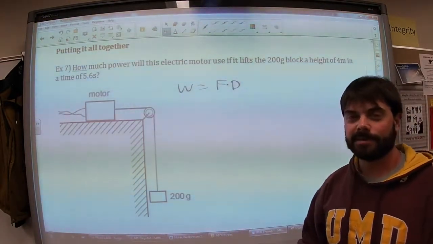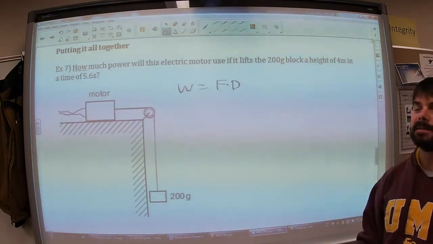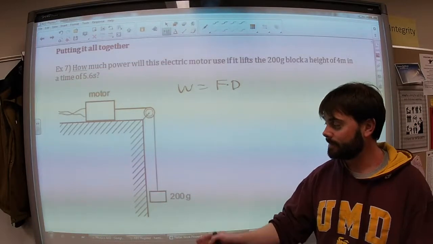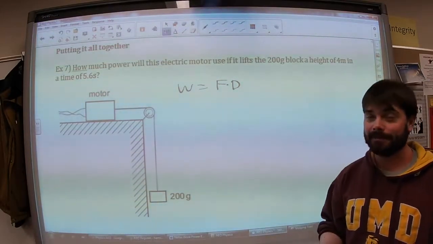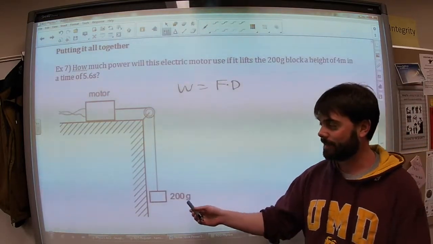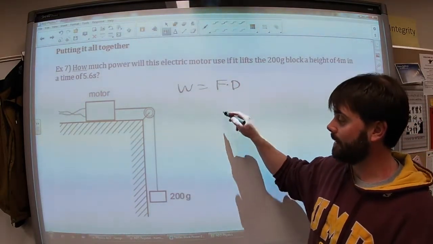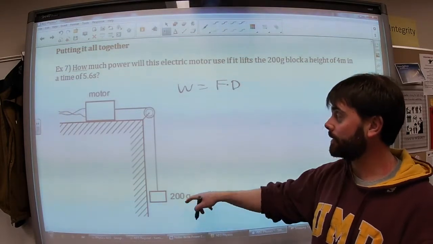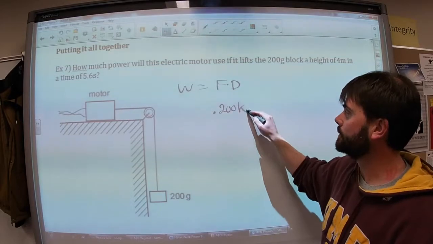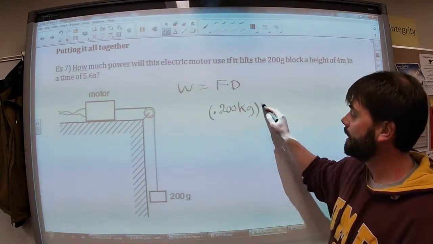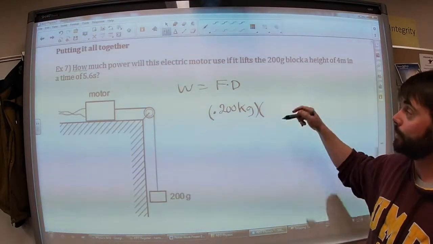Do not be confused about what force is. Force is a weight. Mass and weight are not the same thing. In this problem, they do not tell us the force. All they tell us is the mass of this item, and the mass that they give us is not in kilograms, it's in grams. So if I'm going to create a force out of this, force is mass times gravity. 200 grams is the same as 0.200 kilograms, or just 0.2 you could put.